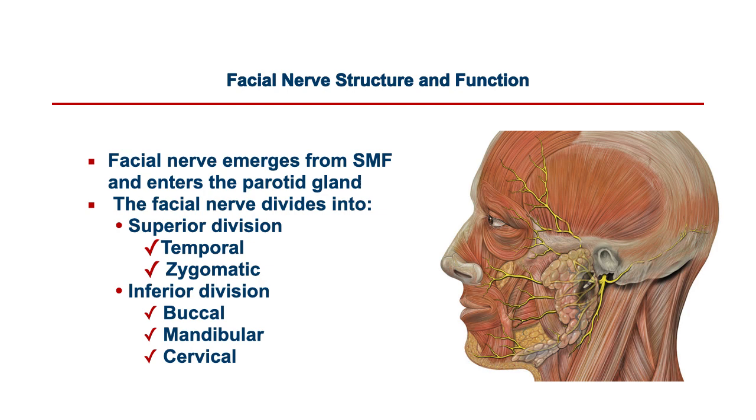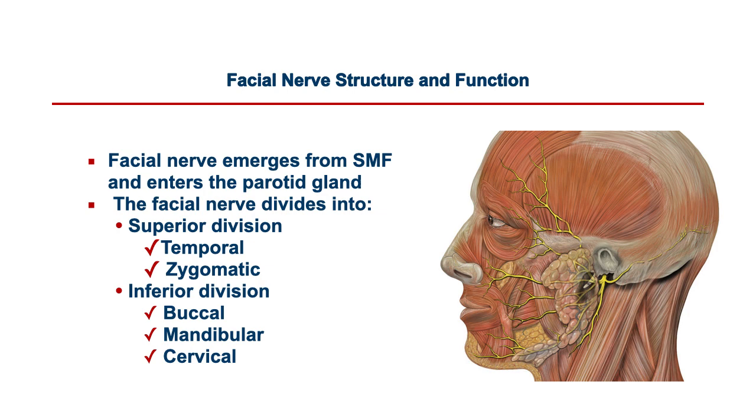Then it goes forward, anterior, through the parotid gland, which you can see in this diagram, and then it splits into two major divisions: the superior, which heads up toward the forehead and also around the eyes, and the inferior division, which goes down to the mouth. Buccal means mouth, then the mandible, and further down toward the neck. So this is just the general anatomy.